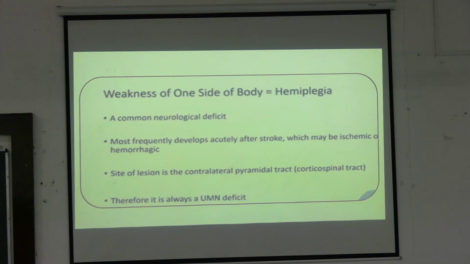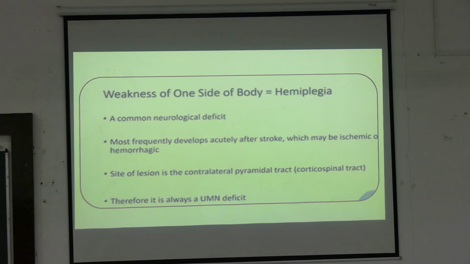Plegia means complete paralysis. But if the power is less than 5, say 3 or 4, then we call it a hemiparesis. So, it may be right hemiparesis or left hemiparesis, or left and right hemiplegia. So, it is a common neurological deficit. Most frequently it develops acutely after stroke, which may be ischemic or hemorrhagic.